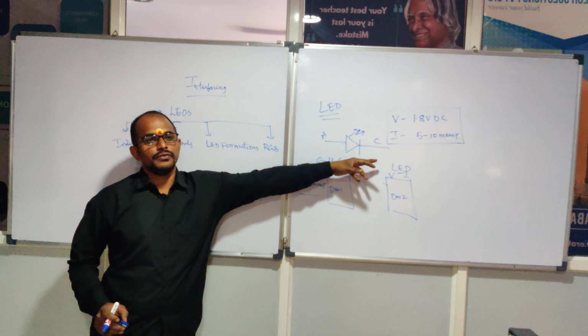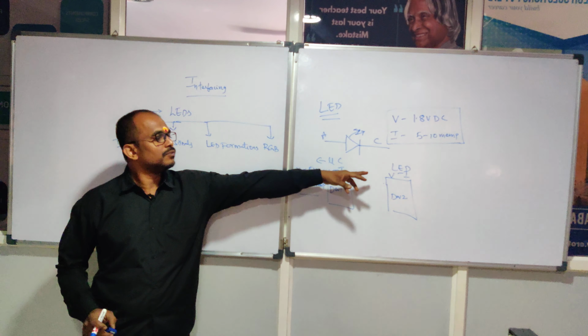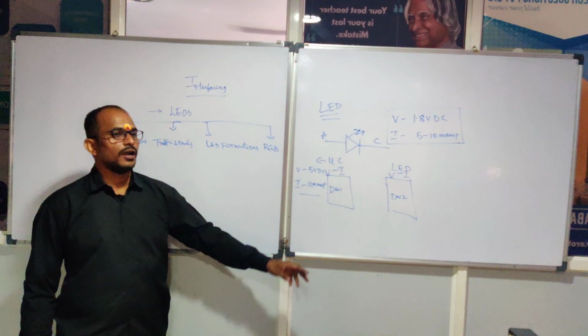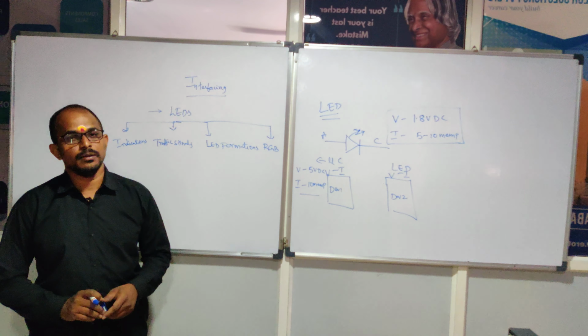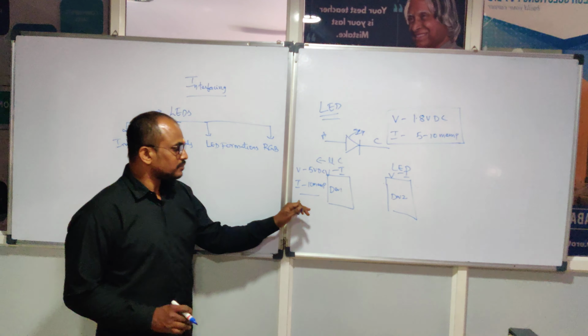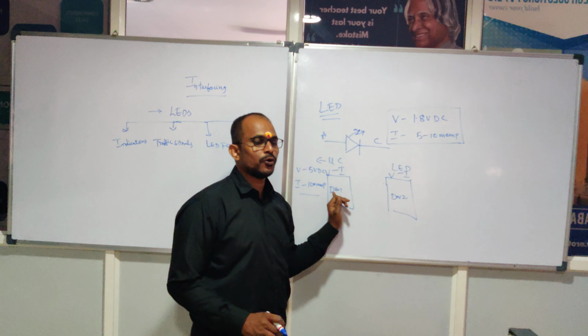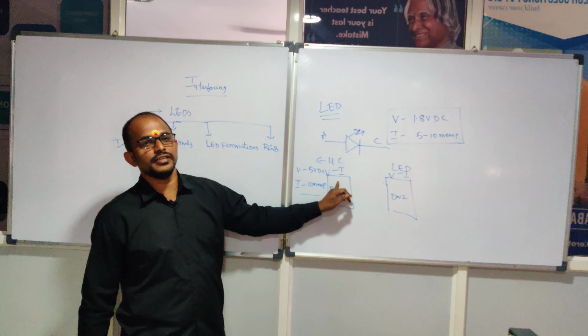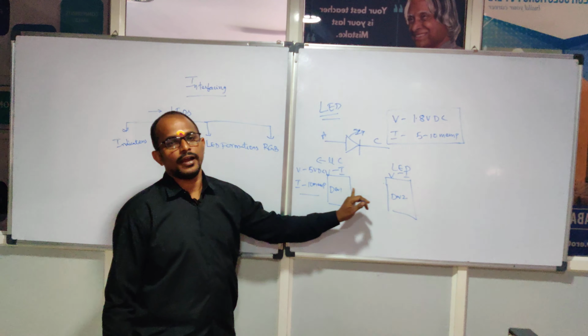Whereas in LED, it is 1.8 volts and 5 to 10 milliamps of current. So these two are very important known characteristics of LEDs with LED and microcontroller.